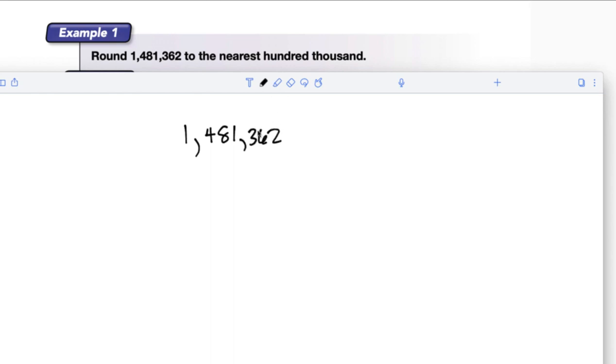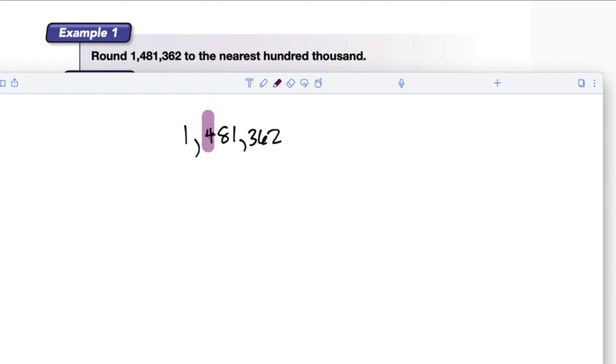1,481,362. And if you have this large number, it is important to know how to read them. Sometimes I get confused, but it's important to recognize that this whole section up here is the millions, and this is the thousands, and this is the hundreds, and you read them in groups of the commas. Anyway, they want us to round this number to the nearest 100,000. So I like to keep my eye on that particular place that we want to round to. So this is the number of concern.